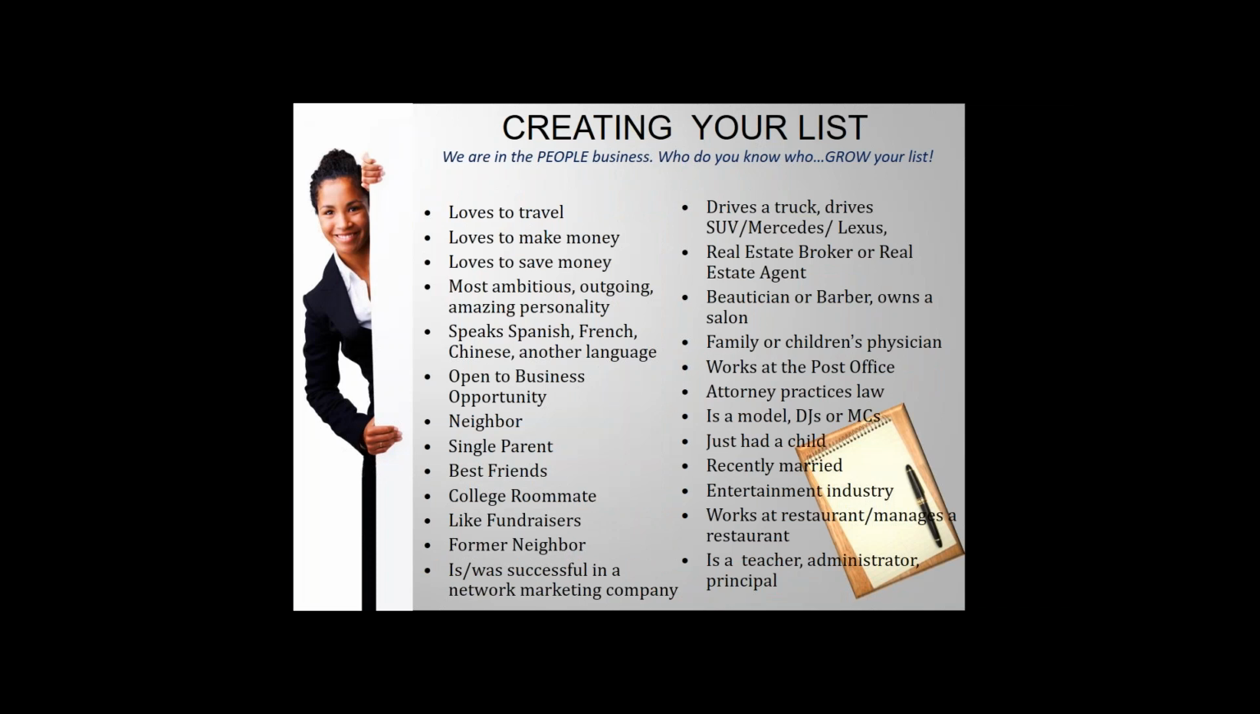In saying that, we encourage you to create your list. We ask that you do 100 to 200 names, and sometimes people say, I don't know, I can't think of that many people. Well, we have a memory jogger list for you to help you. Think about this. You take this list and you say to yourself, who do I know that loves to travel? And then you jot down their name. Who do you know that loves to save money? And then you jot down their name.